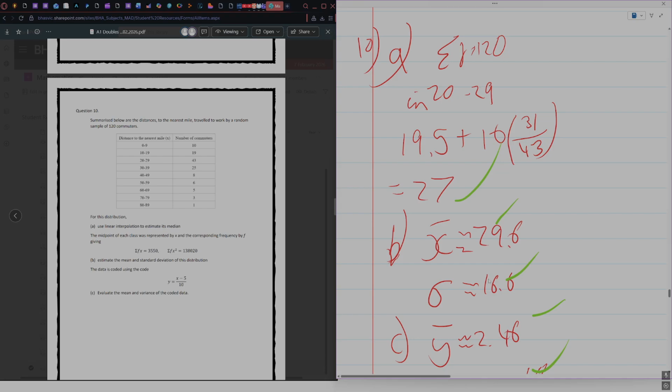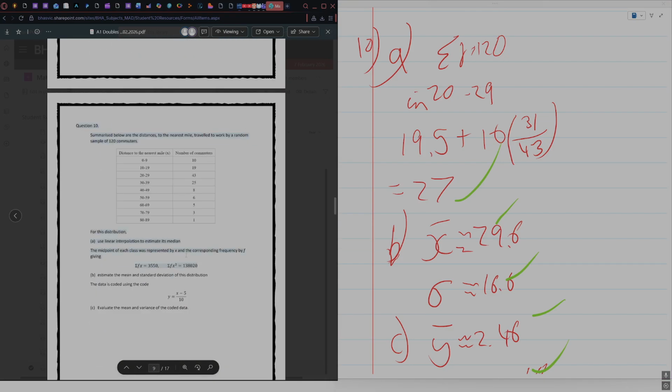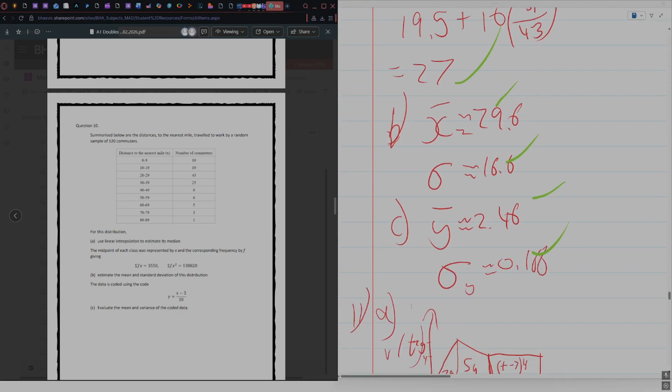Mean and standard deviation of the coded data, or mean and standard deviation, you use this data here and 120, and then use the formula book. And then for the coded data, remember that the mean you just put into the equation, and then standard deviation is only the multiplier.